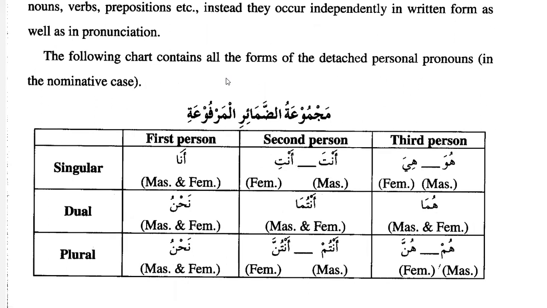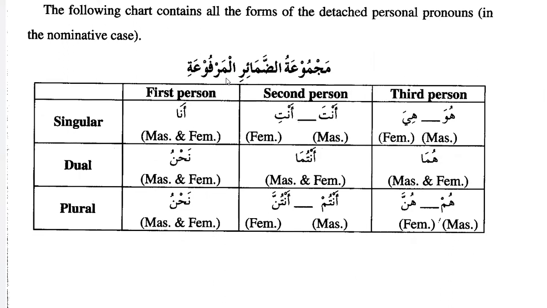The following chart contains all the forms of the detached personal pronouns in the nominative case. Majmu'atu dama'ir al marfu'a. Singular, dual, plural. First person: ana, nahnu. Second person: anta, anti, antuma, antum, antunna. Third person: huwa, hiya, huma, hum, hunna.